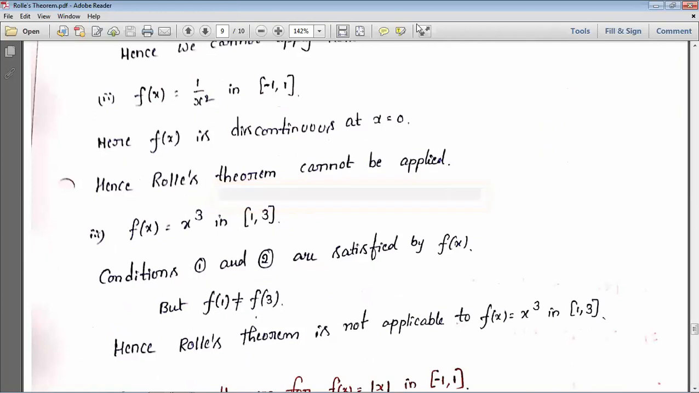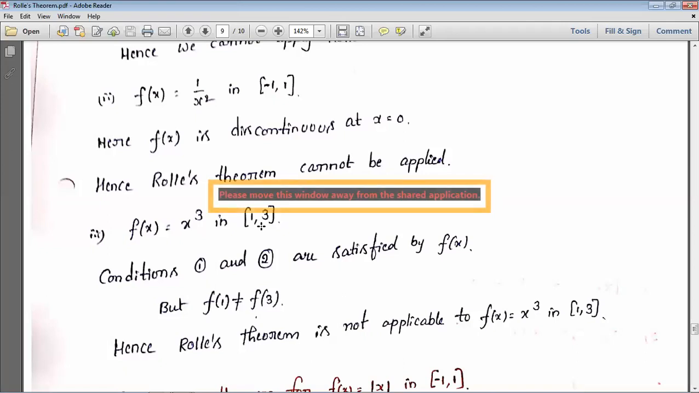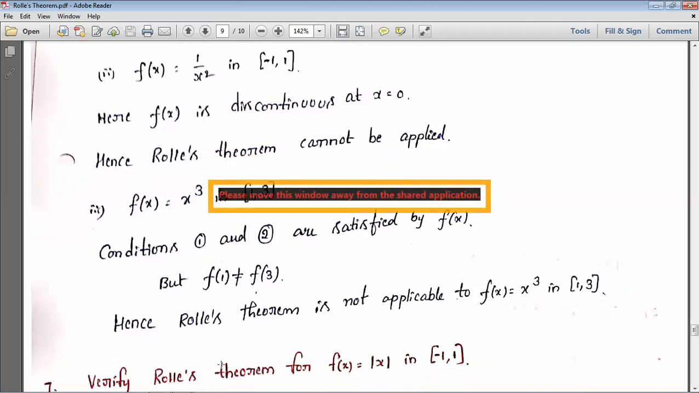And the third condition, f of 1 is equal to f of 3. You need to show that f of 1 is equal to 1 and f of 3 is equal to 27. So they are not equal. So the third condition is not satisfied. So hence Rolle's theorem cannot be applied.